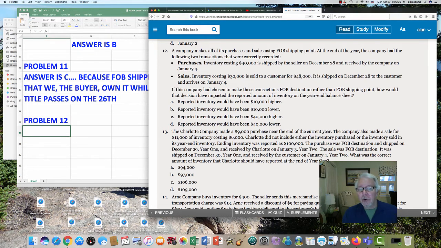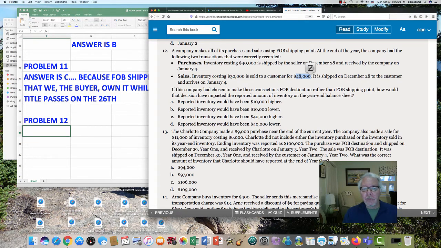Secondly, inventory costing $30,000 is sold to a customer for $48,000. We don't care about $48,000. This is strictly a question about cost. Forget about the selling price. We ship it on December 28th. It arrives on the 4th. Now it was FOB shipping point, so that means the customer owned it as soon as the truck rolled.